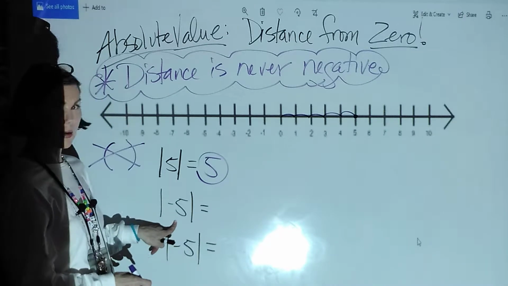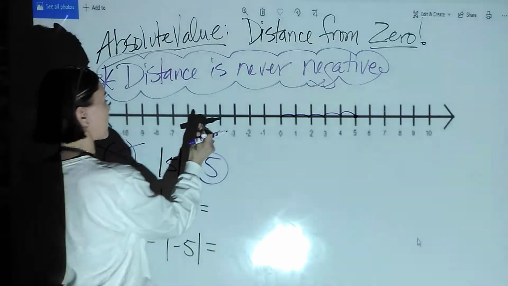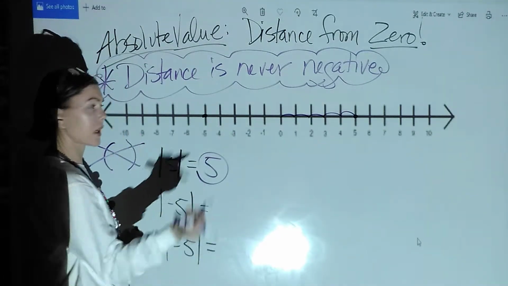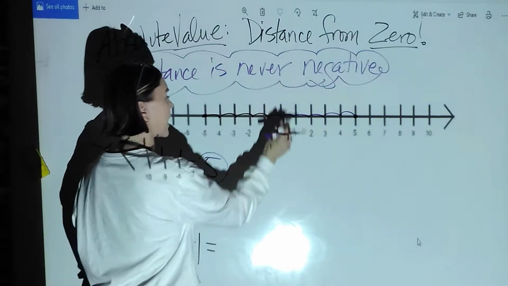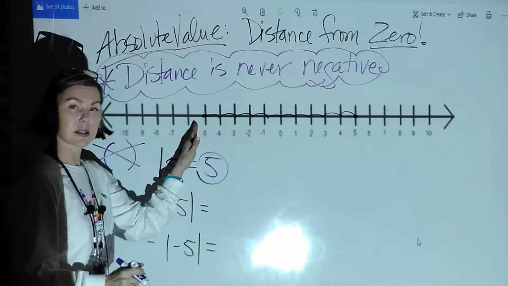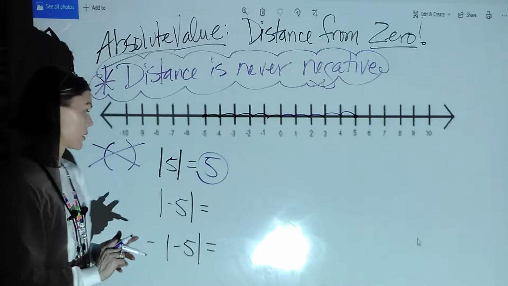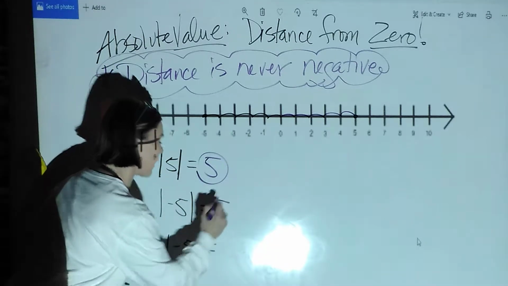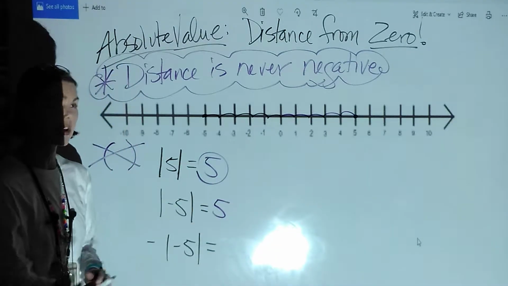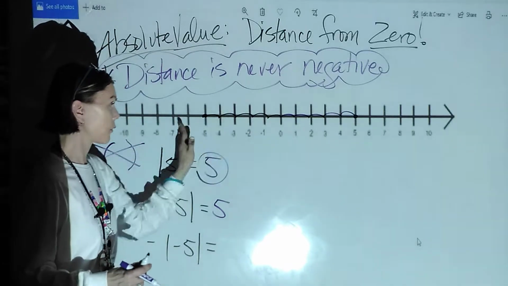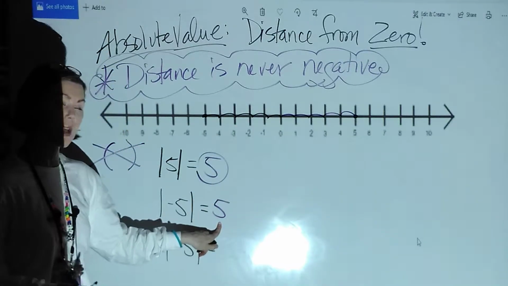Well, here's a negative 5. So then I would go to negative 5. So what's the absolute value of a negative 5? Well, that's 1, 2, 3, 4, 5. That's 5 units from 0. So the absolute value of a negative 5 is 5 because it's 5 units from 0. That's the distance from 0, and distance is never negative.